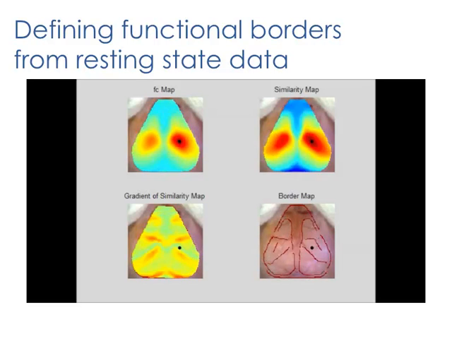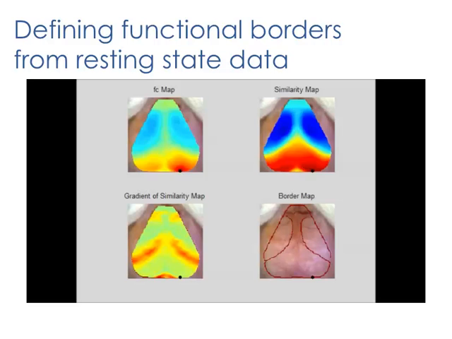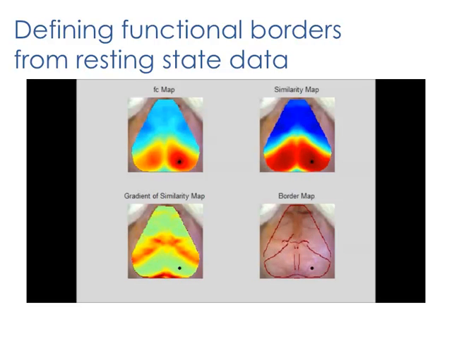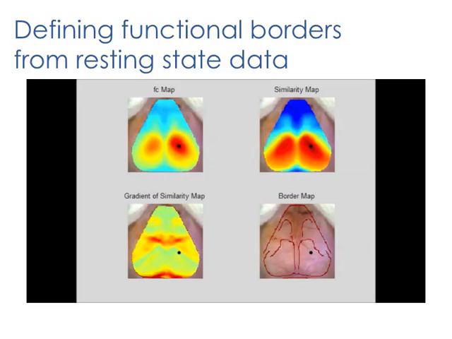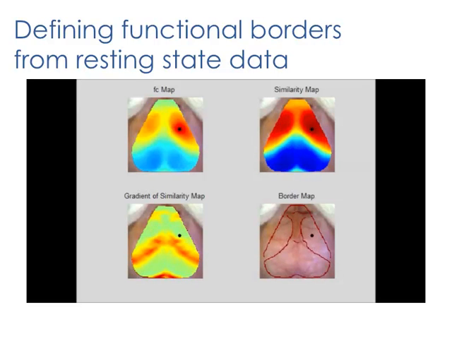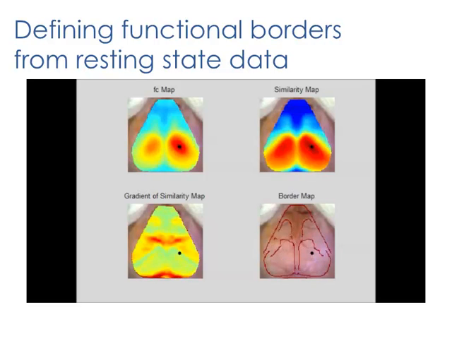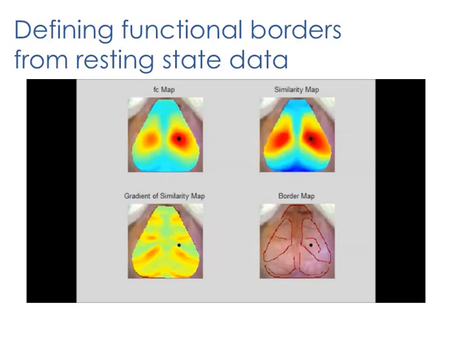So we now generate this giant matrix. It's a matrix of every pixel's correlation with every other pixel. We then calculate the similarity, which is just asking the question, how similar is, say, this visual map or that motor map to all other functional connectivity maps in the brain? So regions that are red look a lot like that map. Regions that are blue look exactly opposite to that map. And regions that are green and yellow look nothing like that map. So you can see these very distinct transitions in similarity.